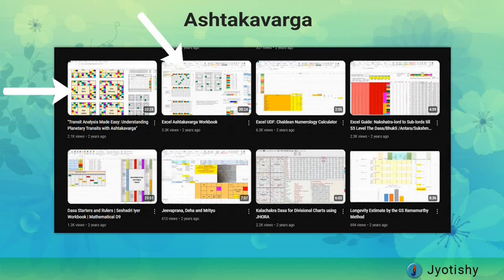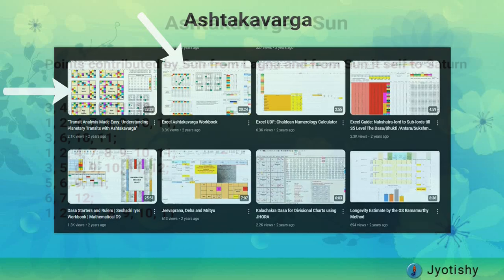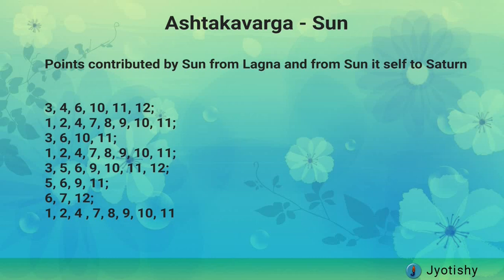I was reading B.V. Raman's book. Reference is Astakavarga System of Prediction by B.V. Raman. Lagna and all the 7 planets are supposed to contribute 1 point each. Similarly, Sun will contribute 1 point each from 1, 2, 4, 7, 8, 9, 10, 11. Similarly, from Moon, he will contribute from 3, 6, 10, 11 positions of Moon. So like this up to Saturn.